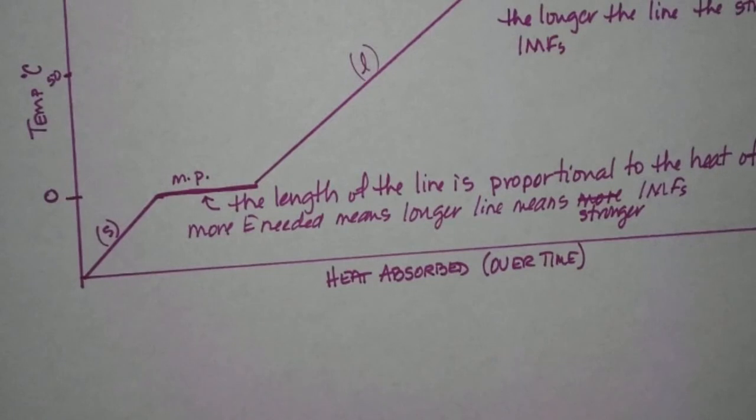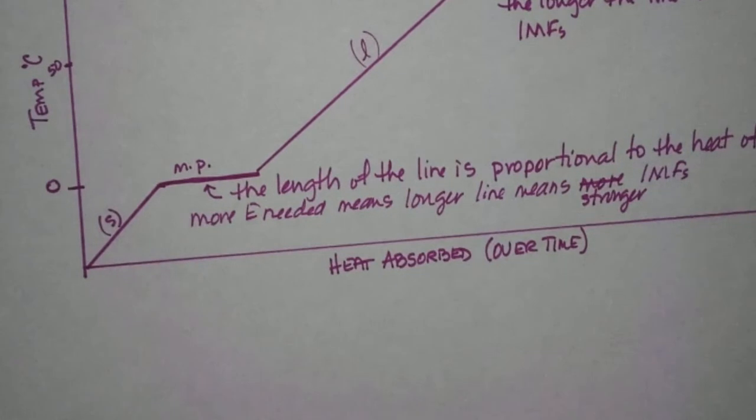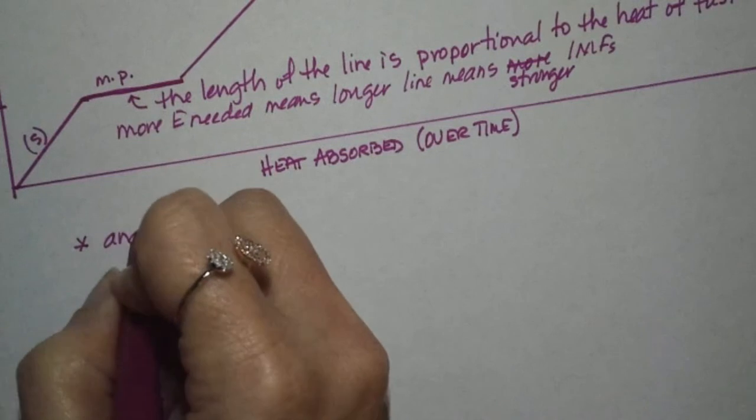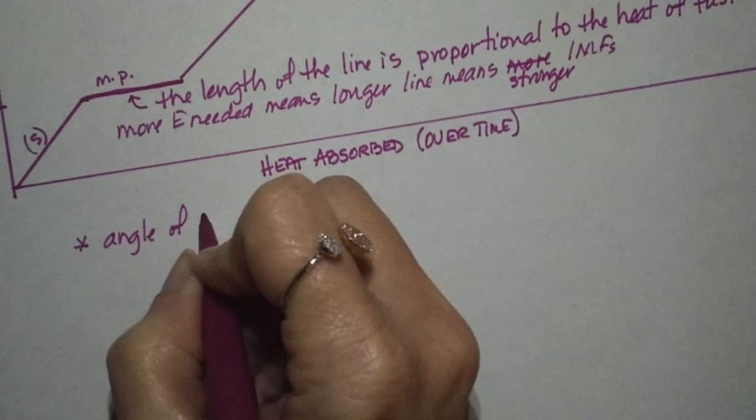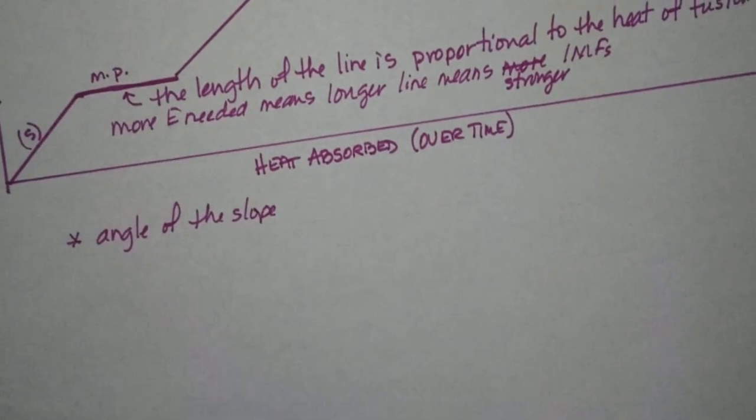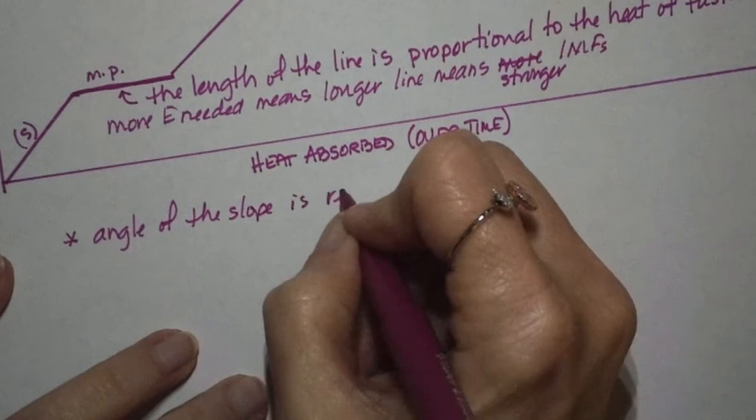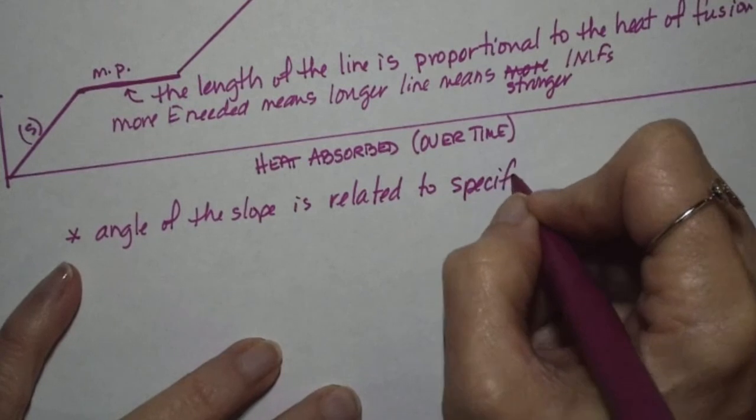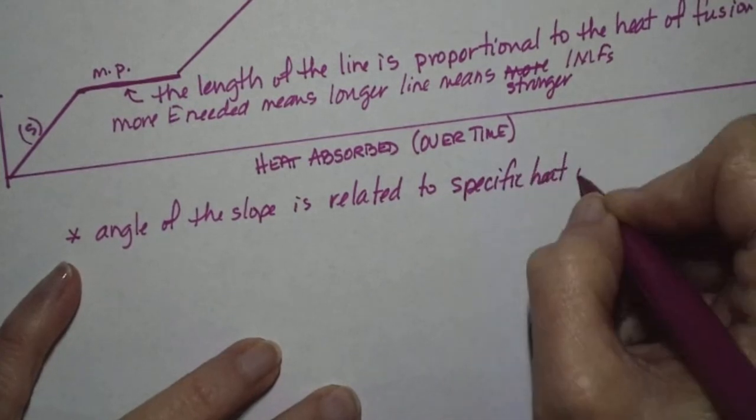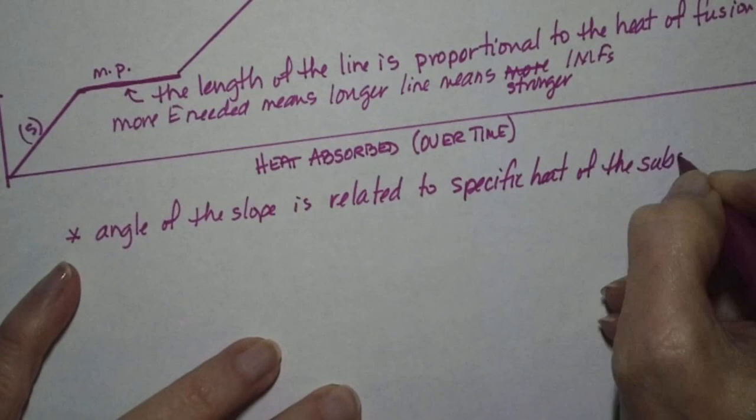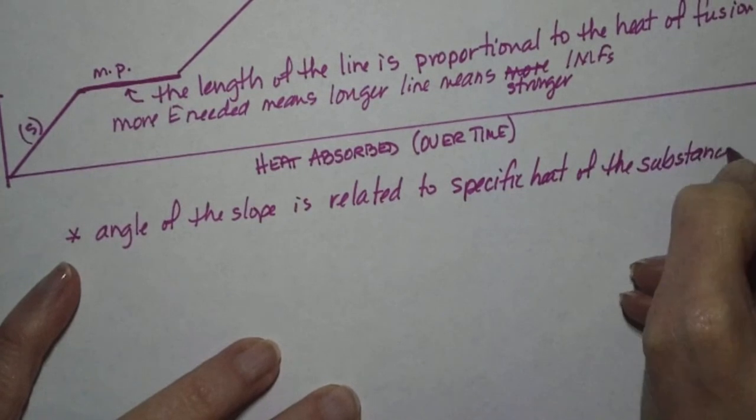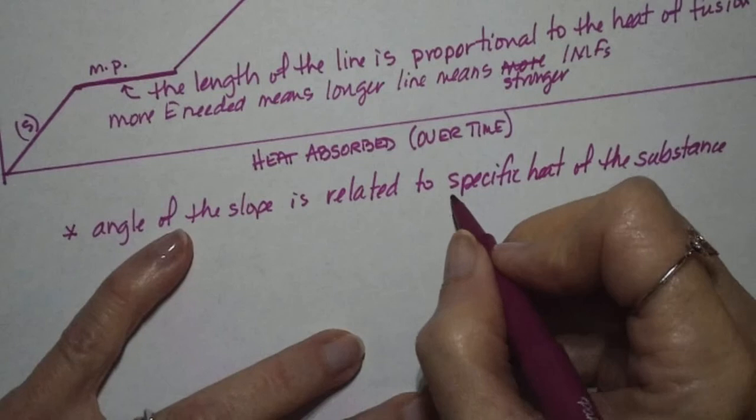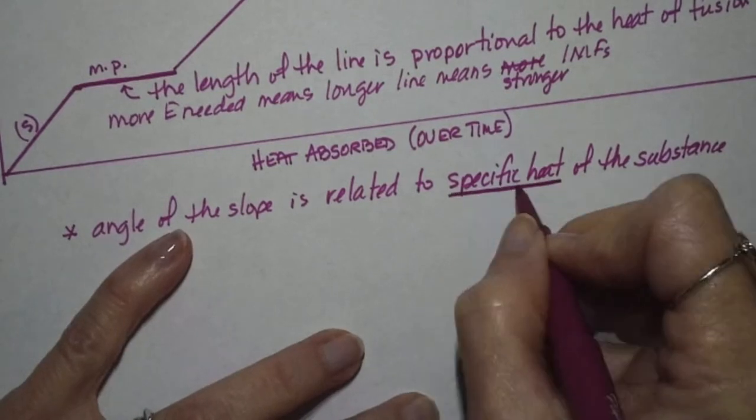So again, this is heat absorbed over time. The angle of the slope is related to the specific heat. And every substance has its own specific heat. We compare a lot of things to water. The specific heat for water is like 4.18 joule over gram degree Celsius. That's one of those numbers that you're going to use a lot in your calculations, so you might as well get accustomed to it. But specific heat is how quickly something changes temperature.